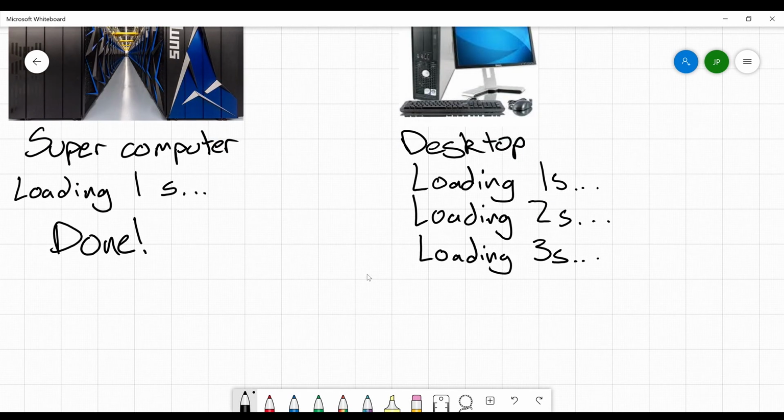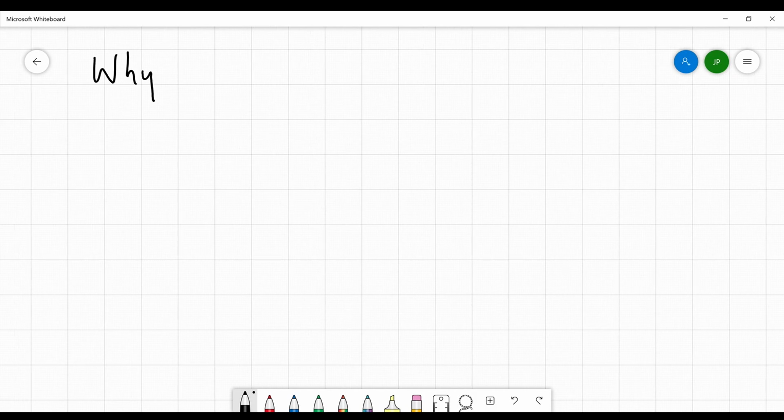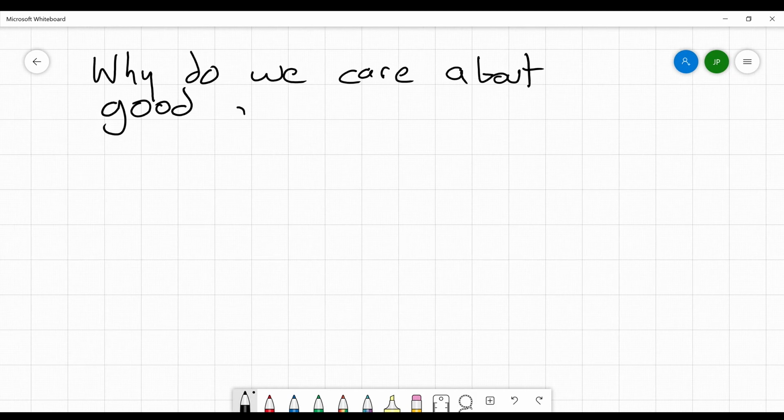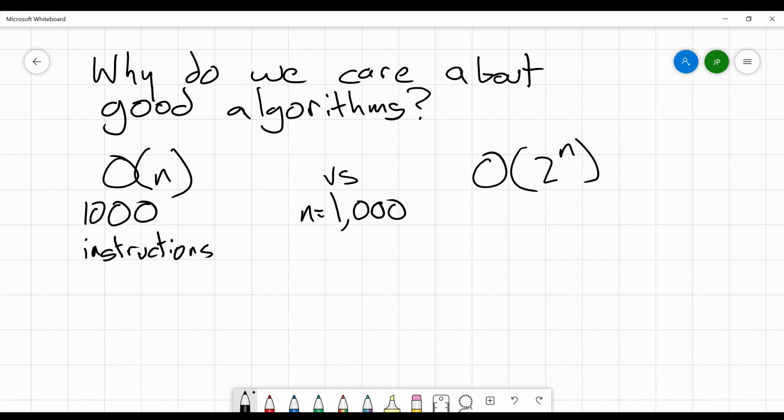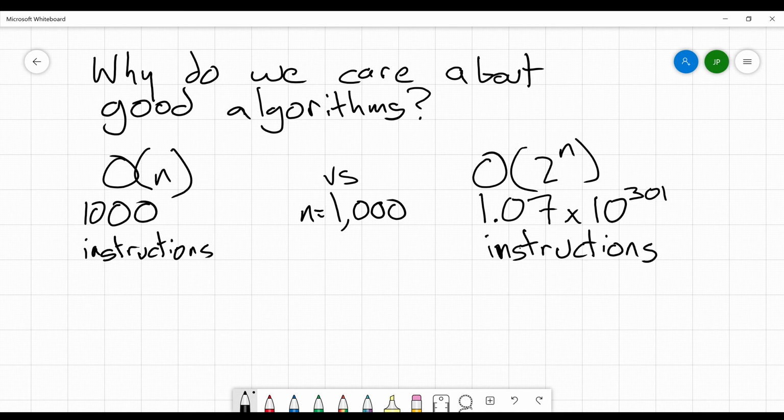It's also handy to understand just how much a good algorithm can improve execution time. An algorithm that executes in O of n time can handle an input size of n equals 1000 in 1,000 steps. An algorithm that takes O of 2 to the n, and such algorithms aren't uncommon, handles an input size of n equals 1000 in a number of instructions that has more than 300 digits. And as input size grows, it only gets worse from there.